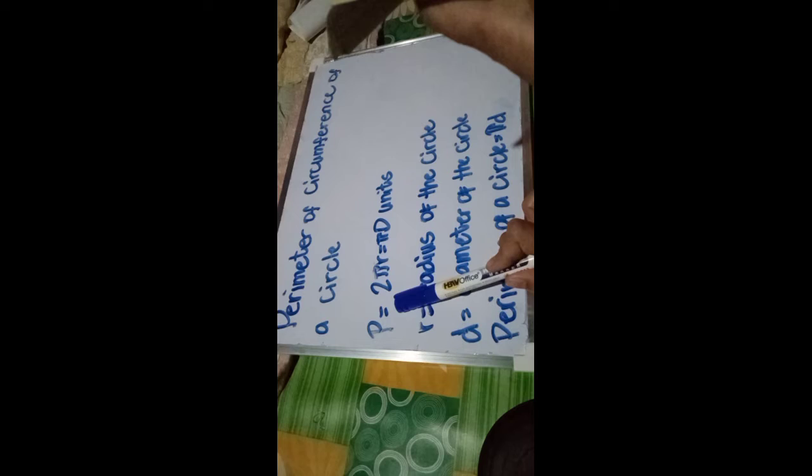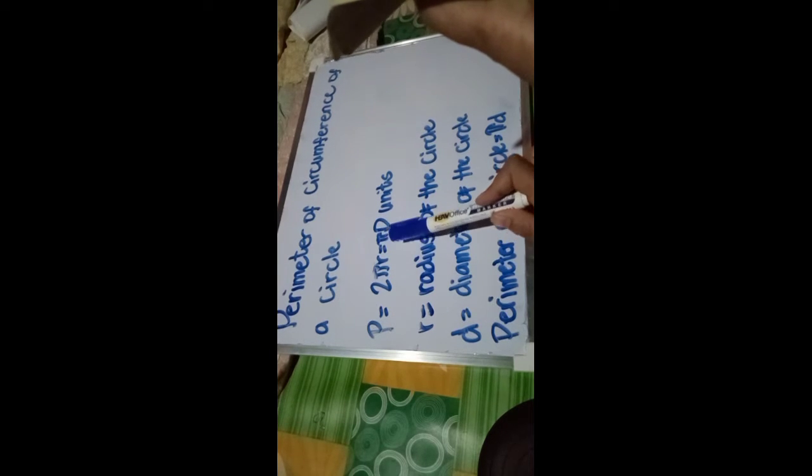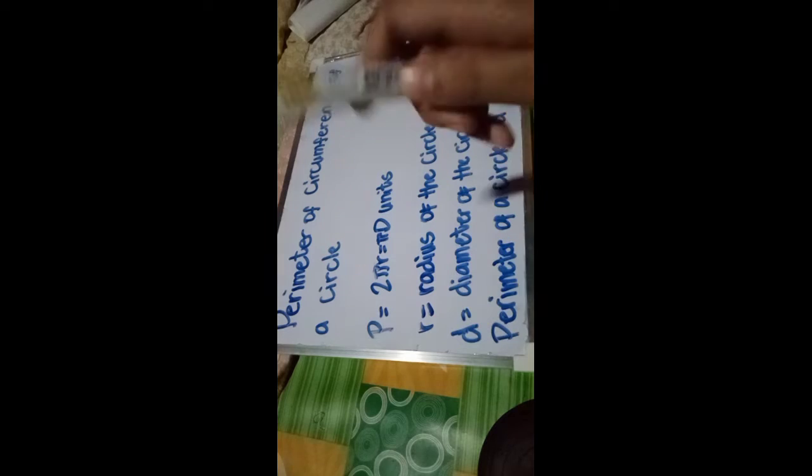The formula to calculate the perimeter of a circle is: circumference of a circle equals 2 pi r units, where r is the radius of the circle. Using the diameter d, the formula is pi times the diameter of the circle. So let's have examples of the circumference of a circle. Don't forget this formula.